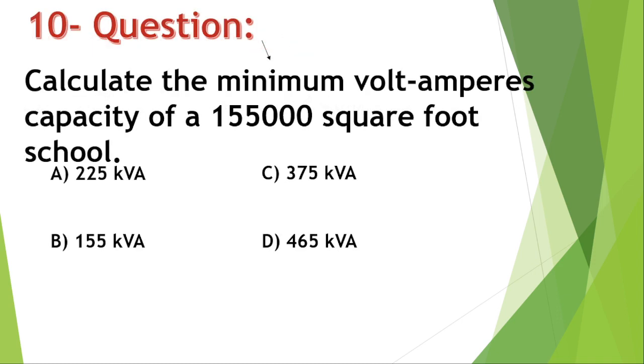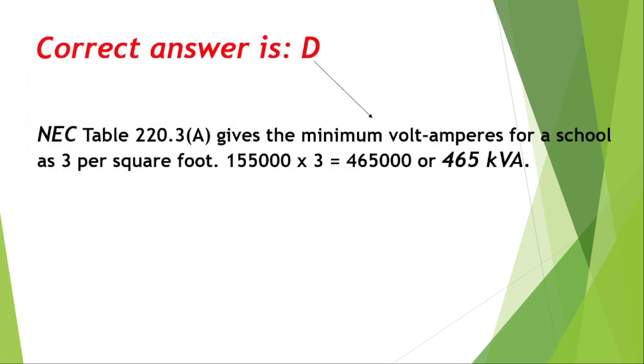Question number 10. Calculate the minimum volt amperes capacity of a 155,000 square foot school. A. 225 kVA, B. 155 kVA, C. 375 kVA, D. 465 kVA. Correct answer is D. Please see the reference.